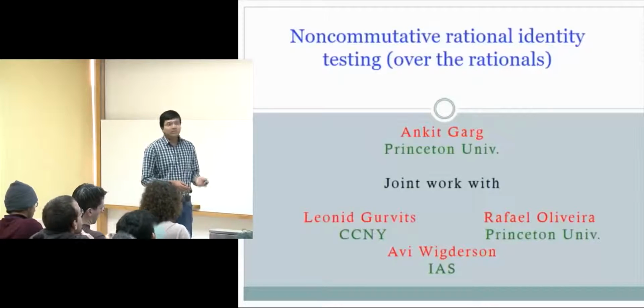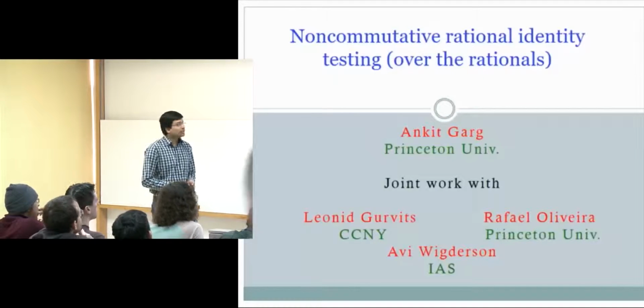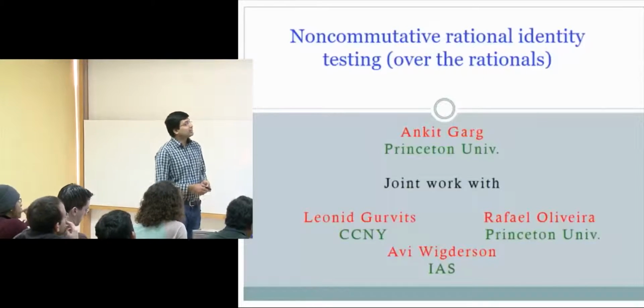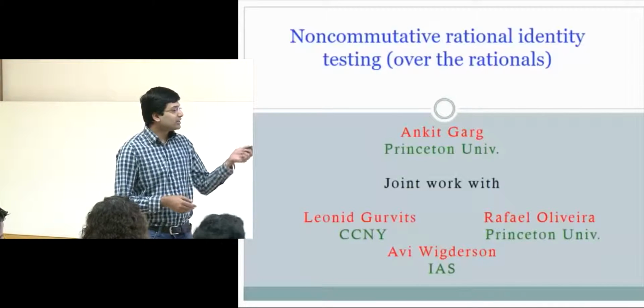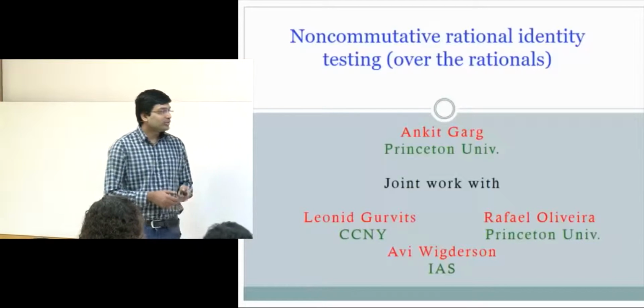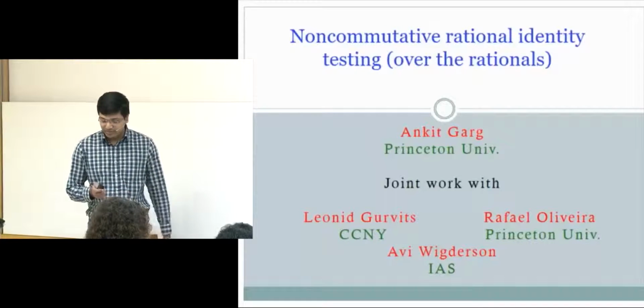I'll be talking about a deterministic polynomial time algorithm for the non-commutative rational identity testing problem over the field of rationals. I'll explain what that means, and this is joint work with Leonid Gurvits, Rafael, and Avi Wigderson.